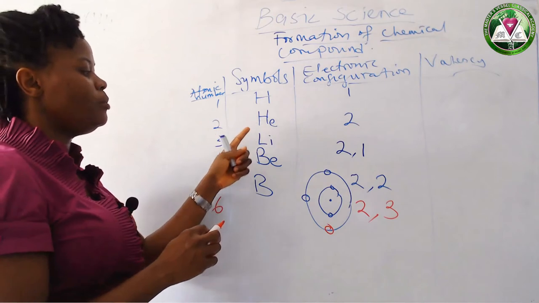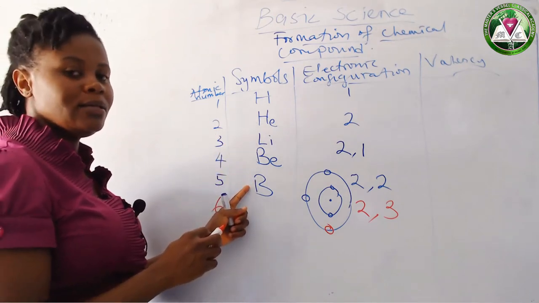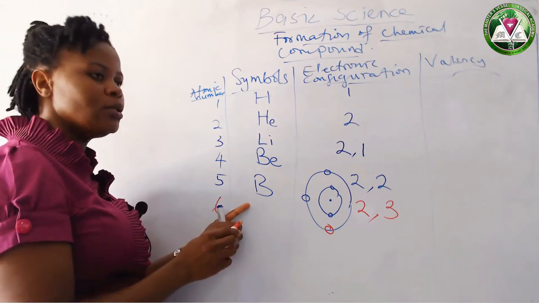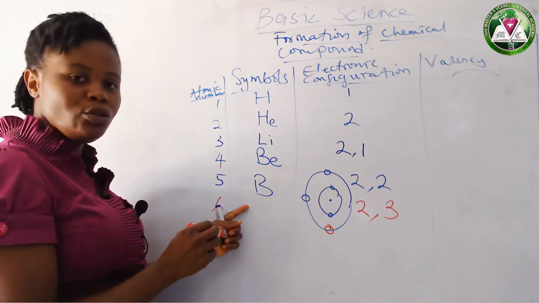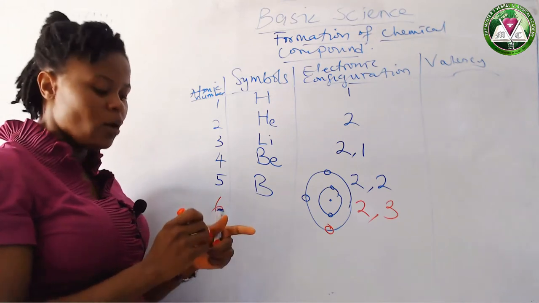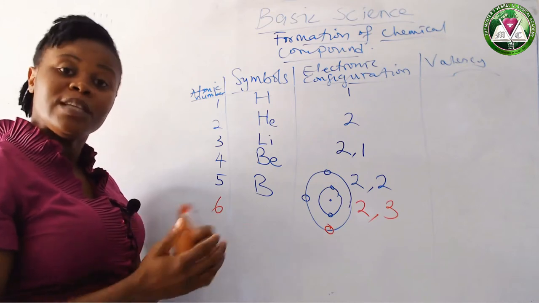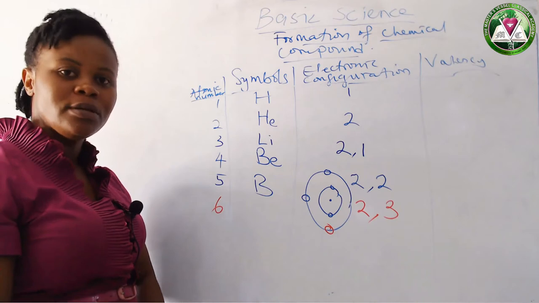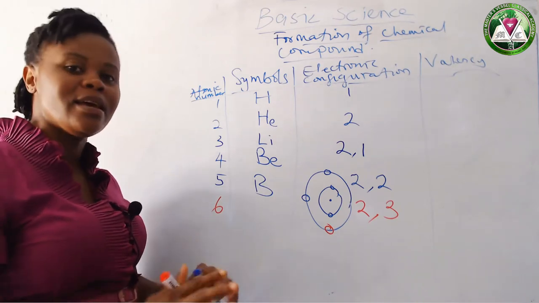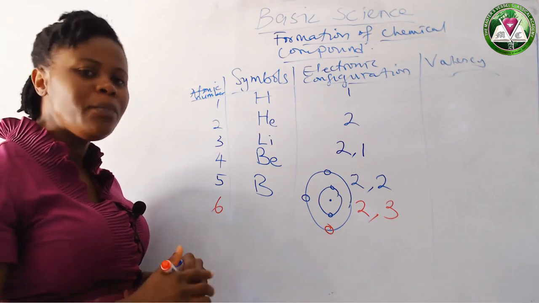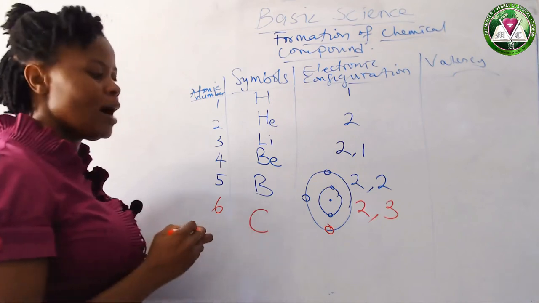Then number 6. Hydrogen, helium, lithium, beryllium, boron. What's the next? Carbon. And what's the symbol of carbon? Not Ca. If you say Ca, that will be wrong. Ca is for calcium. If you say Cl, that will be wrong too. Cl is for chlorine. Carbon is C. So we'll write the C for carbon.